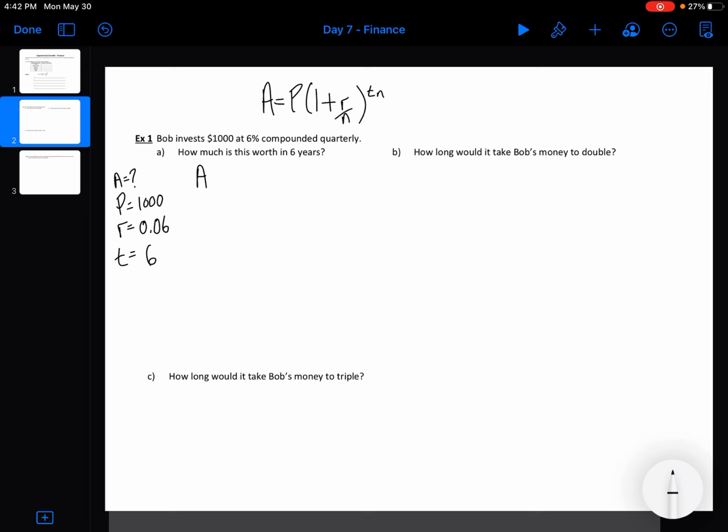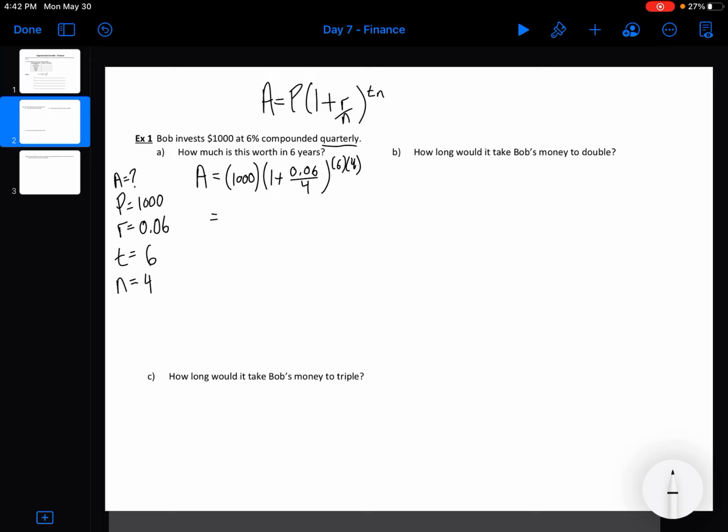So we've got our formula. A is equal to, we've got 1,000. Now I'm putting 1,000 in brackets because I can't include that in my exponent, and that's probably the most common mistake. So I'm going to have 1 plus 0.06 over, it's compounded quarterly, so our n is 4, over 4. And then we've got the exponent of 6 times 4.